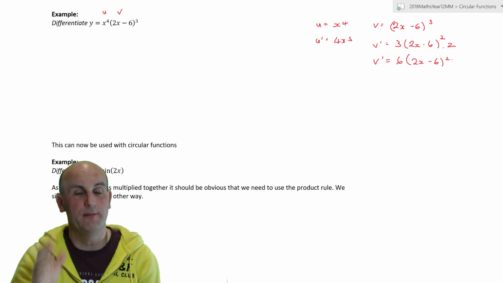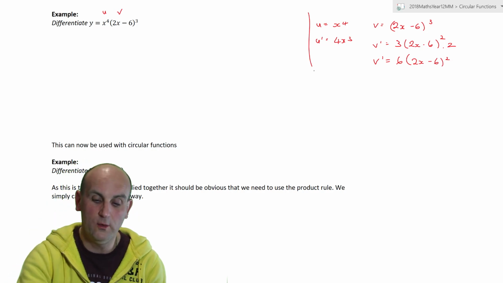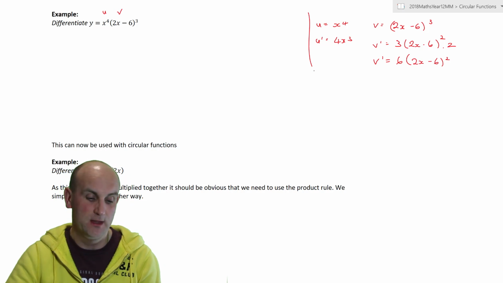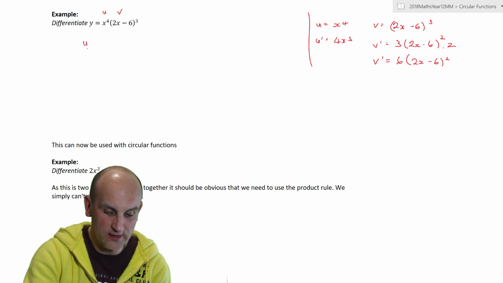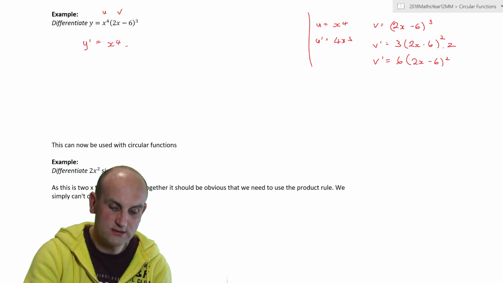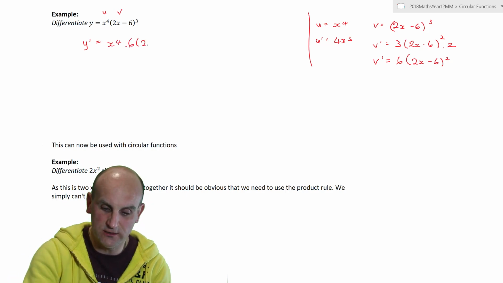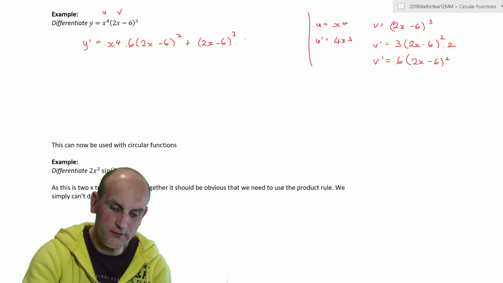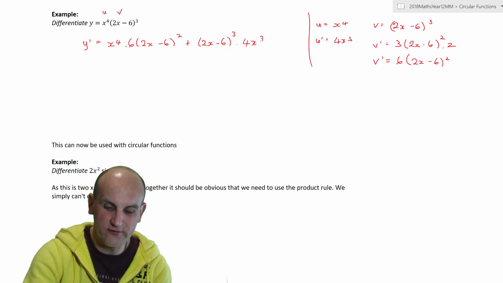Now I do this every time. I don't try and do it in my head. I always do this bit of a breakout section. So now what do we have? We have y dashed is equal to u, which is x to the power of 4, times v dashed, which is 6 lots of (2x minus 6) squared, plus v, which is (2x minus 6) cubed, times u dashed, which is 4x to the power of 3.